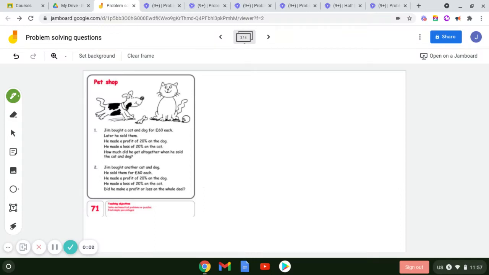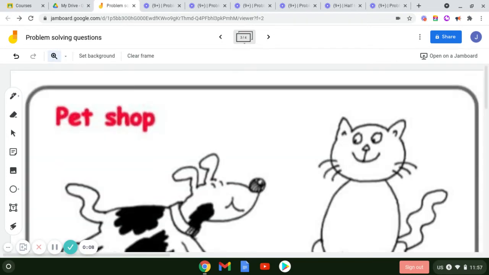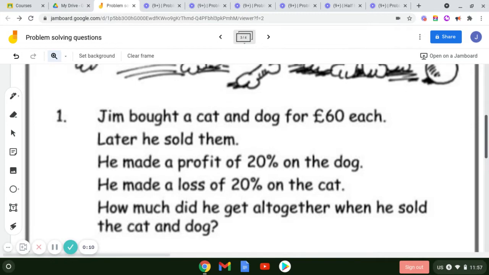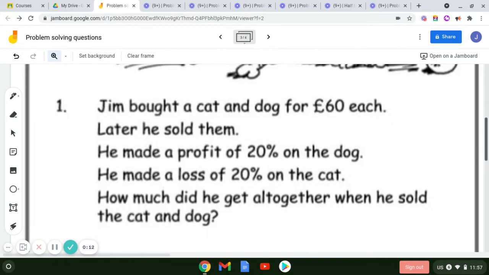All right, boys. So now we're going to be talking about the pet shop problem. So like I said, number one is quite an easy one to deal with. So let's go down there. Jim bought a cat and a dog for 60 Rand each.